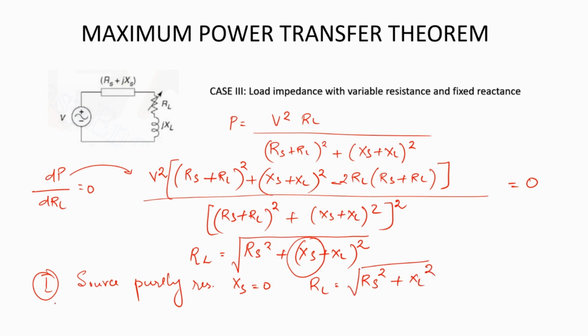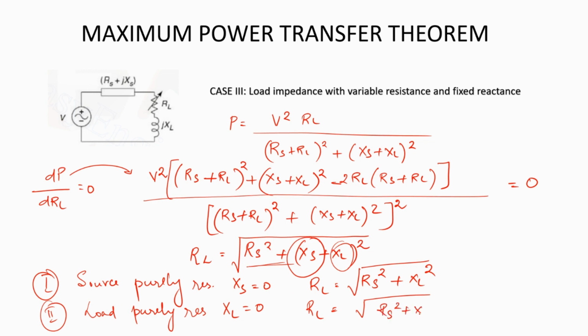On the other hand, the second case is where my load is going to be purely resistive. So if my load is going to be purely resistive, it means that there is not going to be any load reactance term. So XL is going to be 0. So if this parameter becomes 0, what I'm going to be left out with is RL is equal to the root of RS square plus XS square. And this term is nothing but the magnitude of the source impedance.